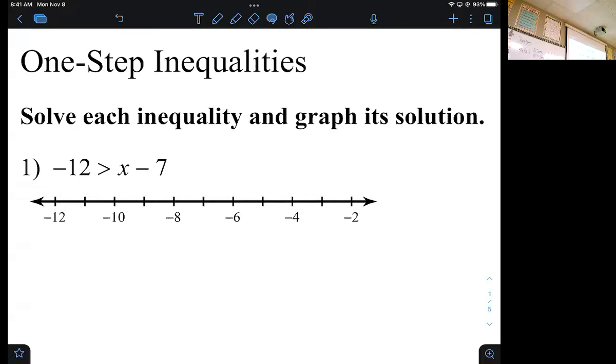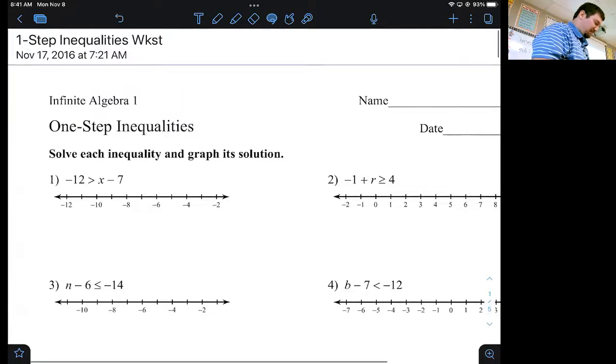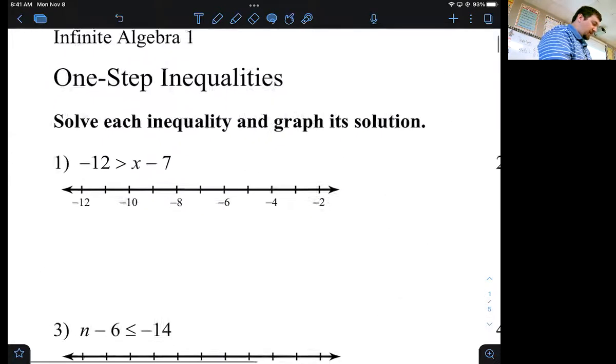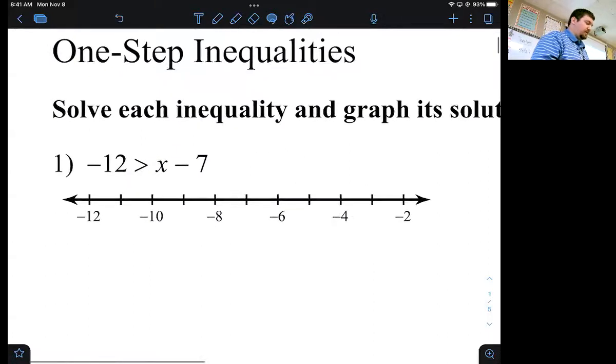All right, this one-step inequalities worksheet that we're doing is going to help us review for the quiz tomorrow, and I'm going to do the odd numbers with you, and we'll start with Ashlyn. Ashlyn, you haven't looked at this problem yet, so if you could tell me what we're going to do to both sides, that'd be great.